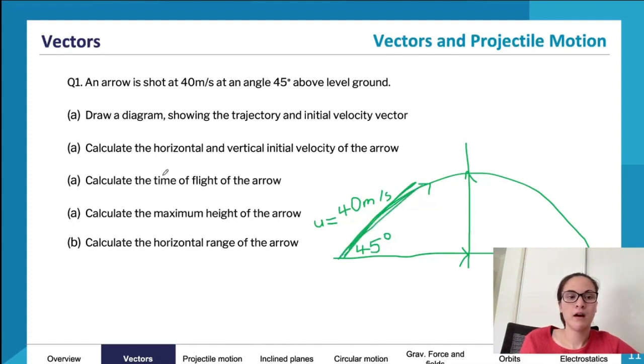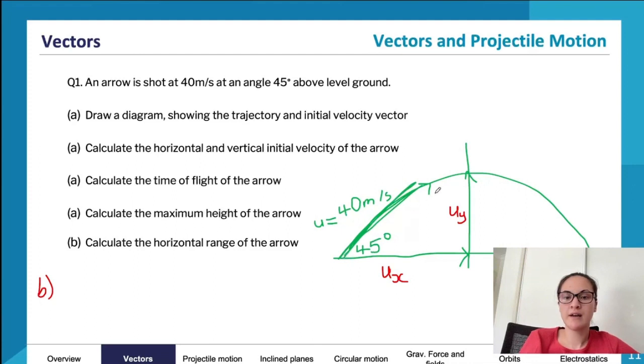Okay. Now we need to calculate the horizontal and vertical initial velocity of the arrow. So we'll probably do it on this page as well. Call it B. I don't know how to do all the letters. Sorry about that. Okay. So you might be thinking, how on earth do we calculate uy and how on earth do we calculate ux? If you've already started this, then terrific. Put it in the chat and that will be checked.